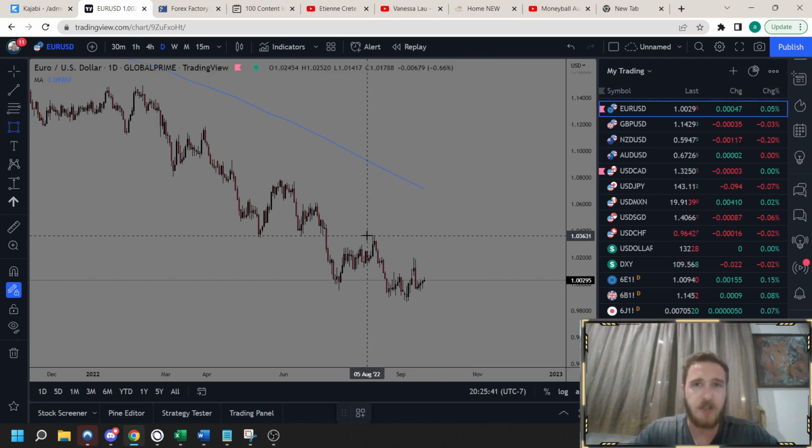So the first thing that we got to do is we need to start with the higher time frame. We need to be drawing out our higher time frame supply and demand zones to figure out where the big money is buying and selling.